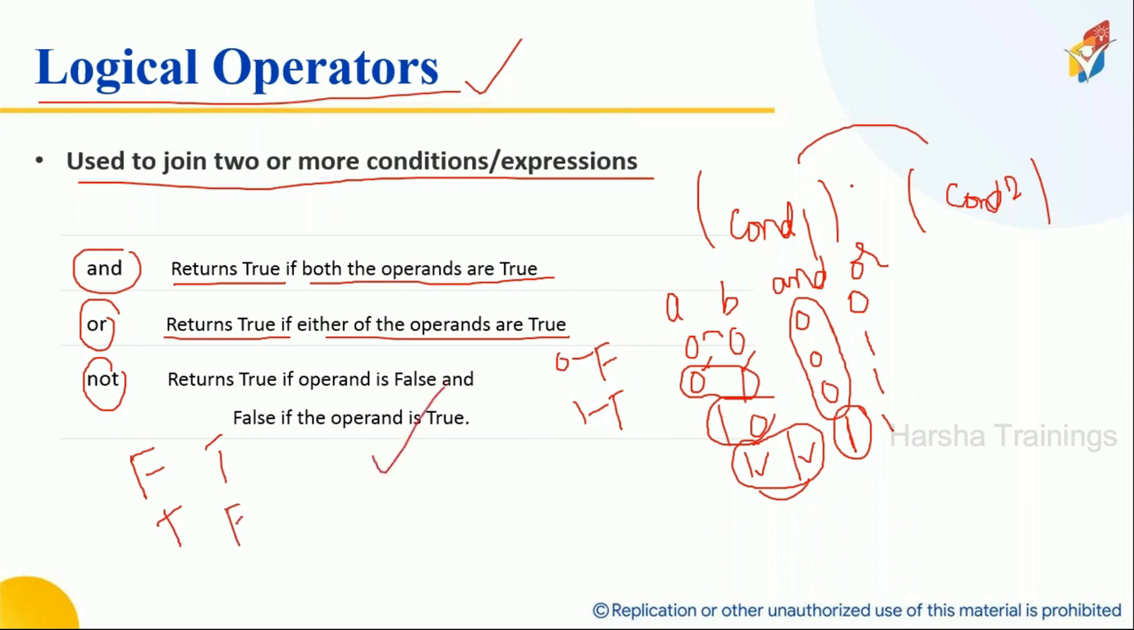Can you please note down this table in your notebook? This is called a truth table for two operands. I will wait for 2 minutes.